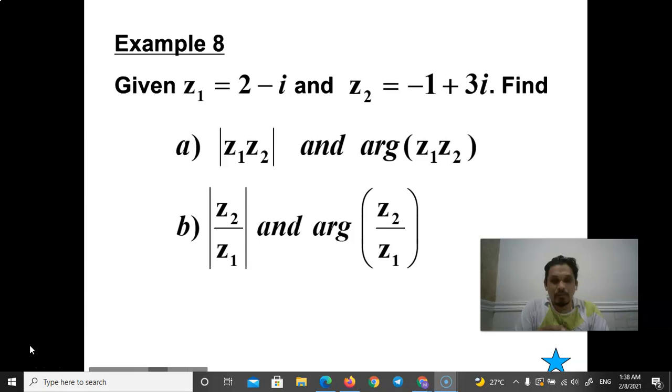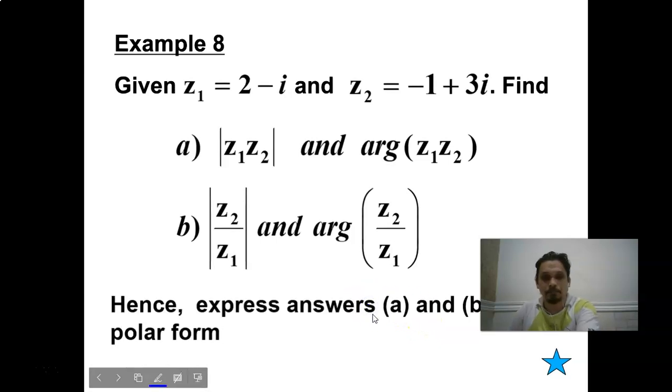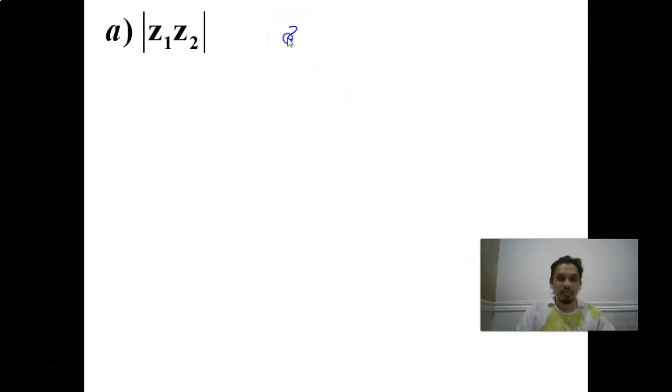Okay, class. From example 8, I'm going to solve question A only, and you try to solve question B yourself. Express answers A and B in polar form. Just now, z1 is 2 minus i, and z2 equals negative 1 plus 3i.